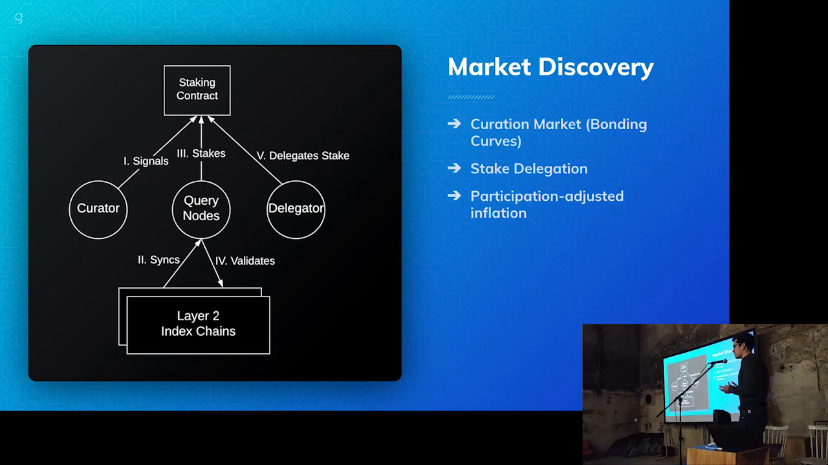So we need a participant in the network that does have that kind of private knowledge, who can signal to the rest of the network, hey, this data set is going to be valuable in the future, and I'm willing to stake money on that fact. That's what the curator is doing. The curator signals in the staking contract for a particular data set, and curating successfully is going to entitle you to an annuity based on how successful that data set is in the future, measured by the query volume to that data set.